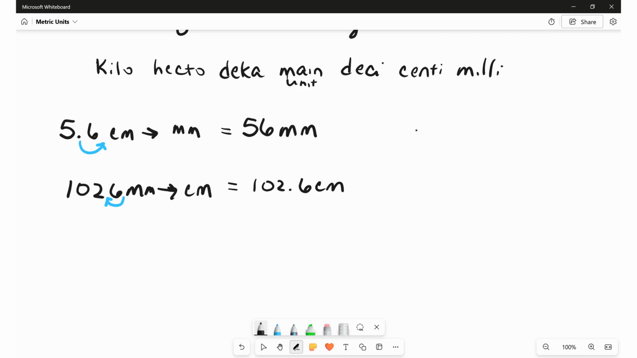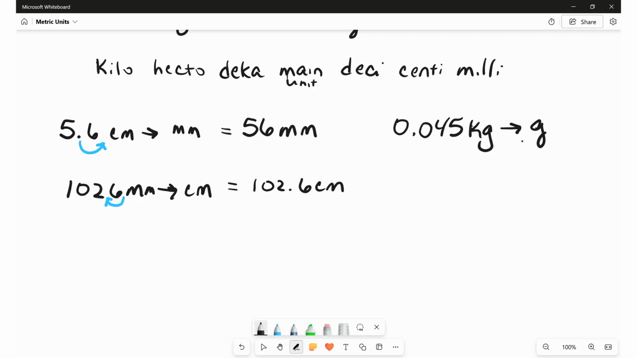Okay, so let's look at one more here. Let's say that we have 0.045 kilograms, and we want to convert that to grams. Now remember, that gram, that's the main unit. So first of all, think about it. Which way are we moving, right or left? If you said right, you're correct. To get from kilo to the main unit, we are moving to the right.